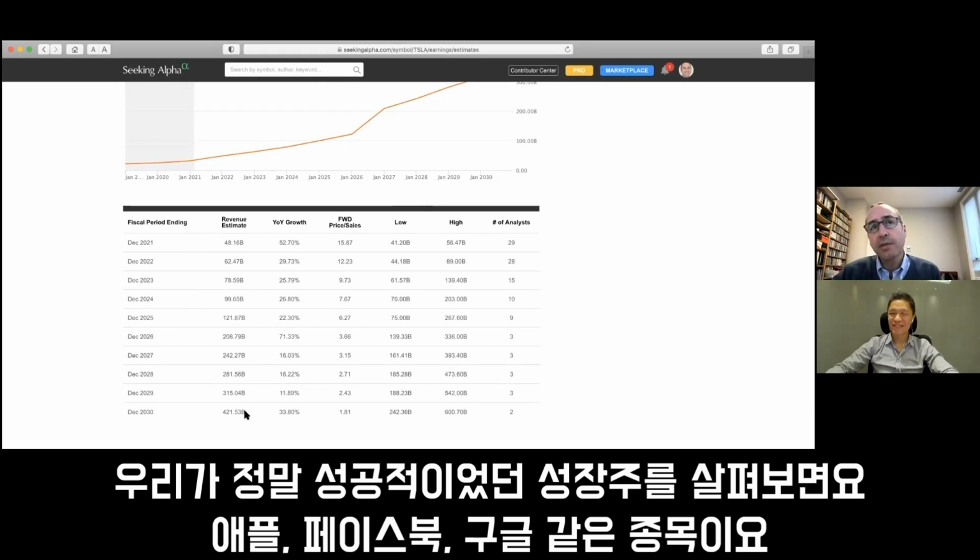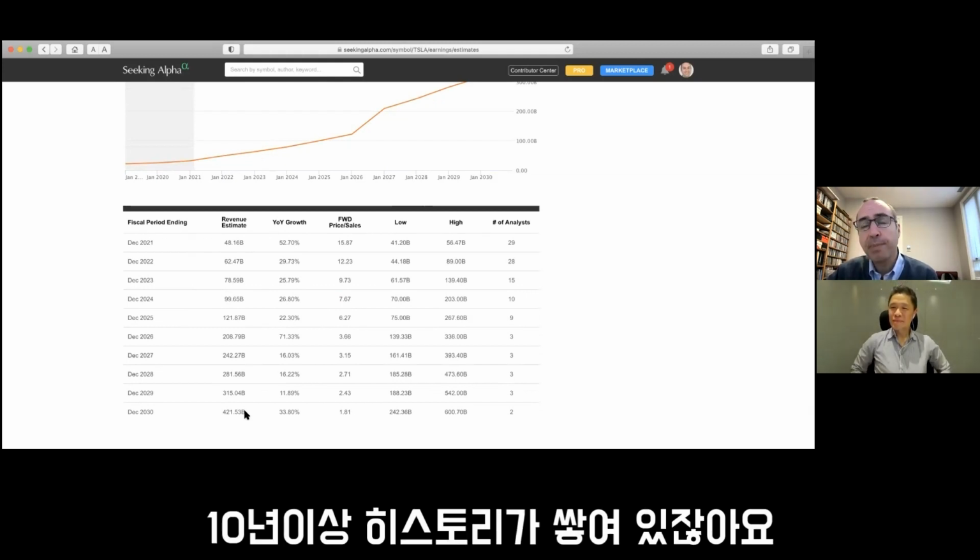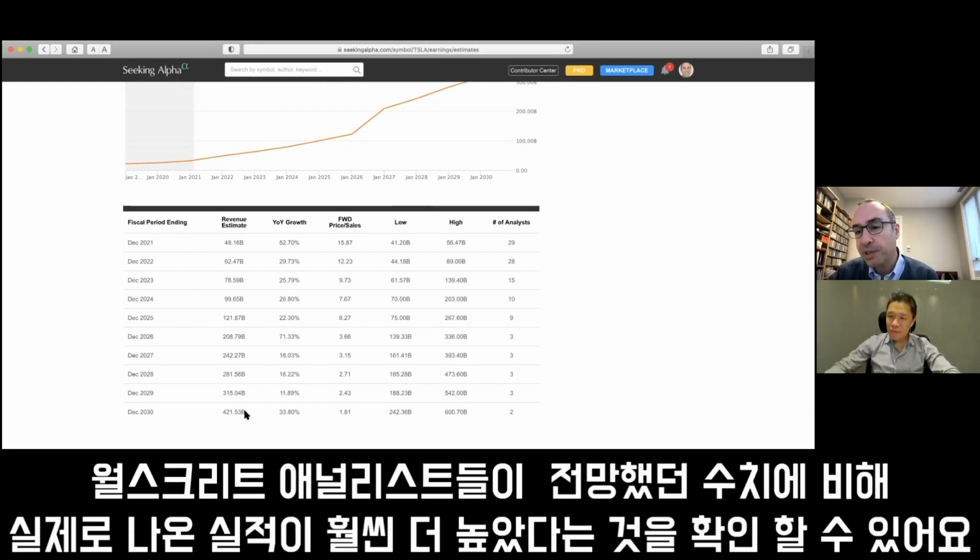And if you look at the really successful growth stocks like Apple and Facebook and Google, that have now been around for longer than 10 years, you can see that the earnings estimates now are massive. The companies are earning massively more now than they were predicted to earn by Wall Street analysts.